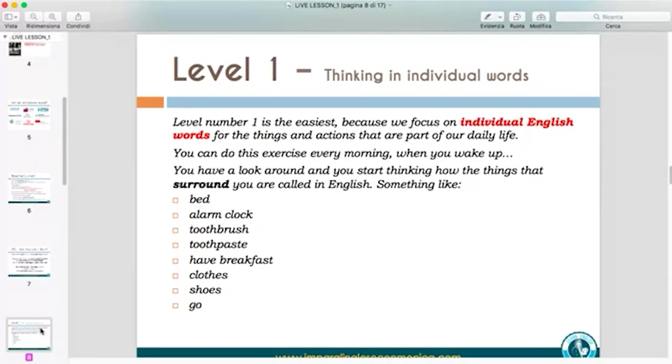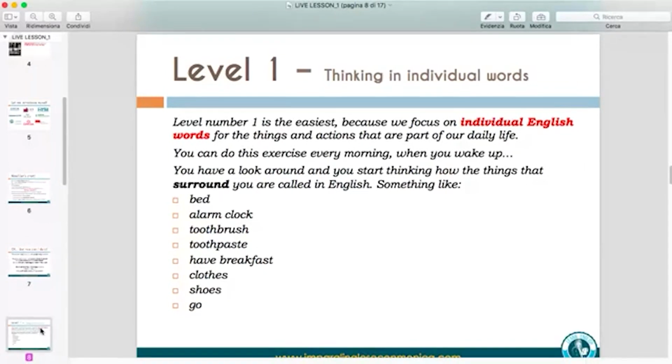So imagine a morning, a normal morning, you wake up, then you get up, and before doing everything that you normally do, you start looking around. Maybe you see some things, some objects that are in your bedroom, and the exercise is to start thinking how we would call these things in English.